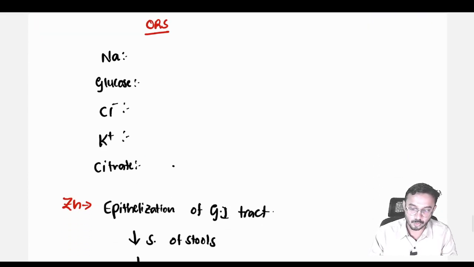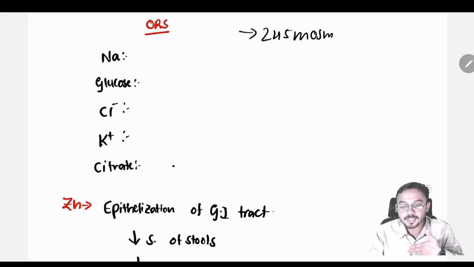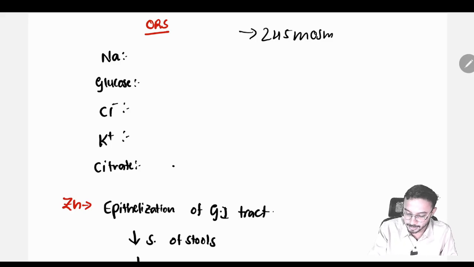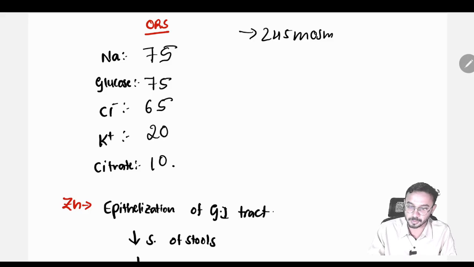And now come to this ORS. How much amount of ORS? Composition of ORS, 245 milliosmoles. What is the sodium content in ORS? That is 75. Glucose 75. Sodium concentration and glucose concentration both are the same. Chloride 65. Potassium 20. Citrate, and add all this, you will get 245.